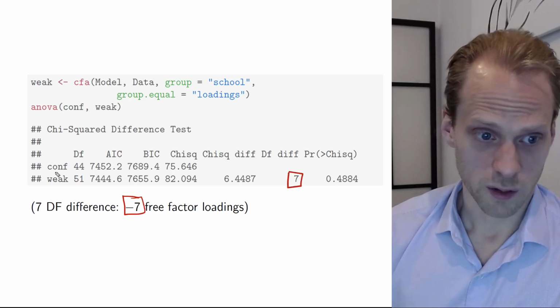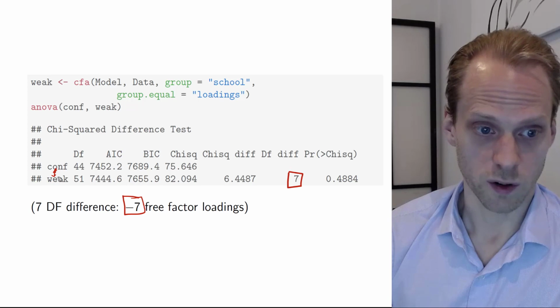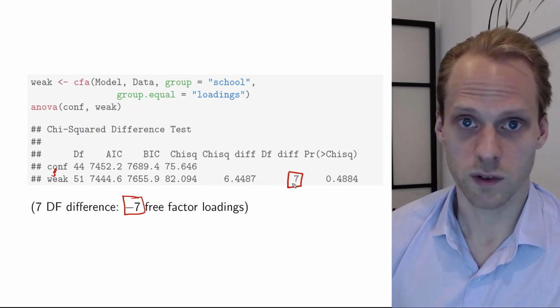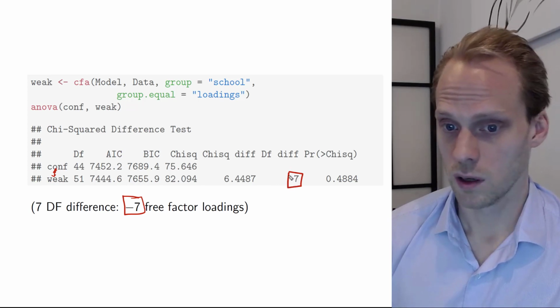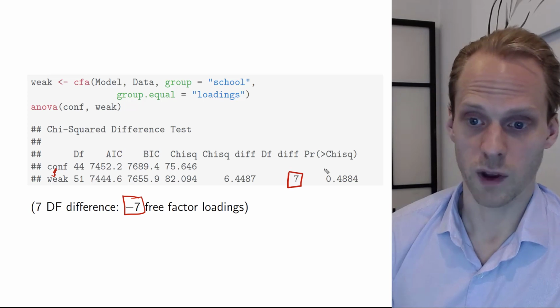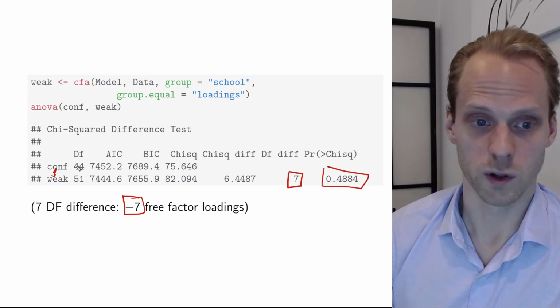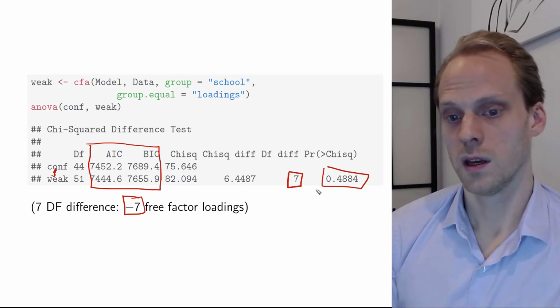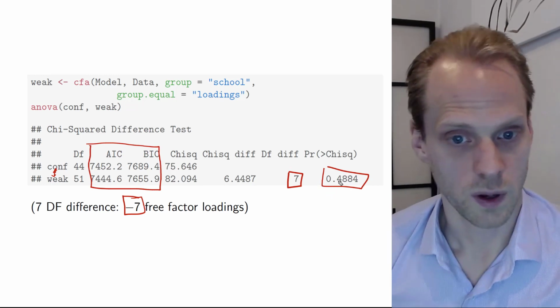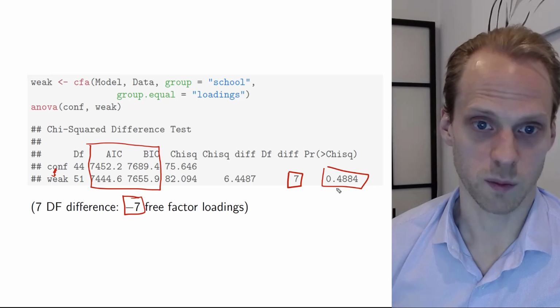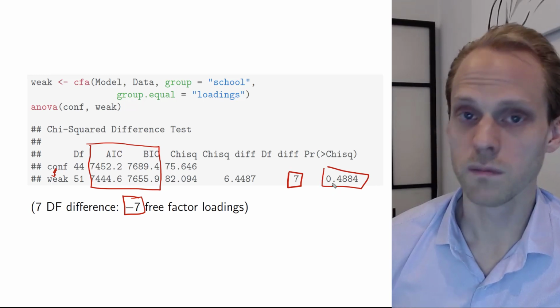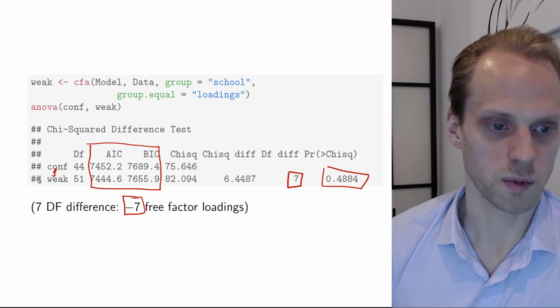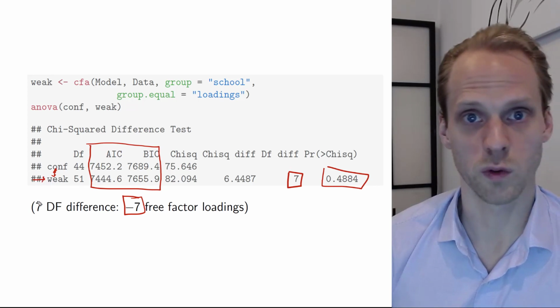So we can compare the weak model to the configural model with a test that we've talked about last week, which is the test with 7 degrees of freedom, and we can get a chi-square value. We can also look at the differences in AIC and BIC if we want. So in this case, we tried to reject the hypothesis that these things are equal, and we couldn't. Right, so then we would accept the weak invariance model and move on.